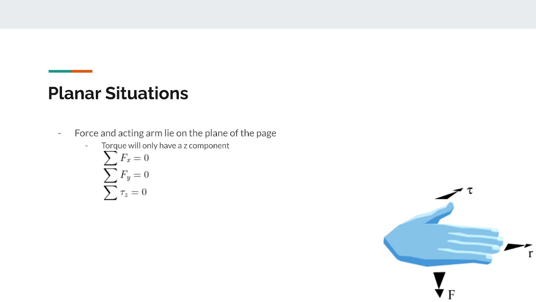Just remember that planar means the force and the acting arm are on the plane of the page. And here, if you can see what I'm doing, we're assuming that this is the page, and our torque is going to be pointing towards or away from you. This is based on the 3-dimensional right-hand rule. If you want to know more, double check on Google or some other source. For planar situations, the torque will only have a z component, so we have these 3 equations that need to be satisfied. Anyways, let's move on.